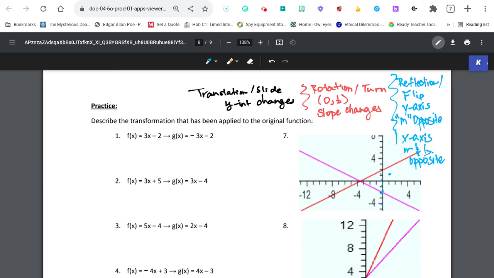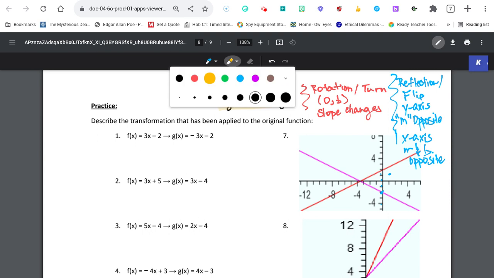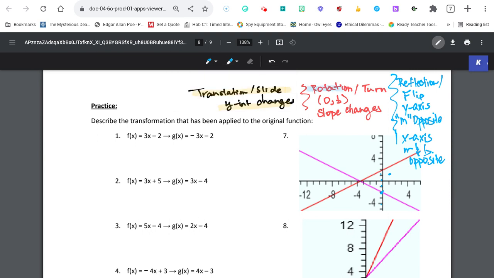Okay, guys, we're going to finish up the notes from yesterday. So we learned about 3 transformations so far. Number 1 was a translation, which we call a slide, in which case the y-intercept changes. Number 2 was a rotation, which we also call a turn, and it turns about the y-intercept of the point 0, b, in which case the slope changes.